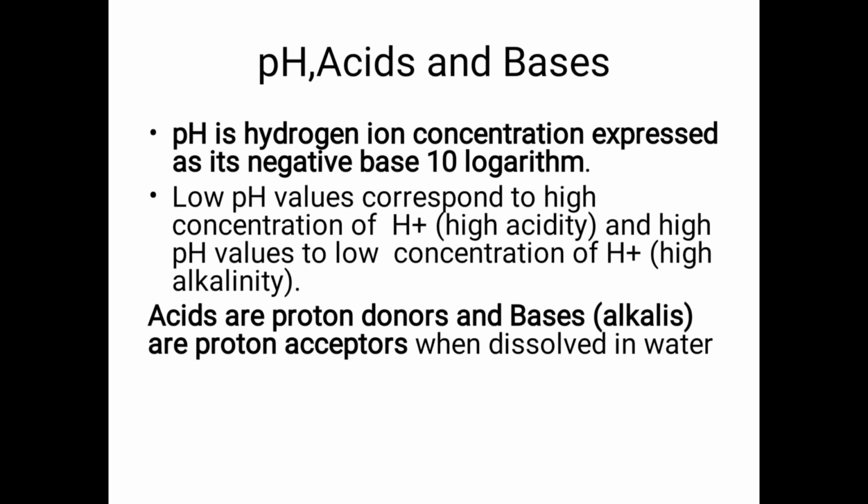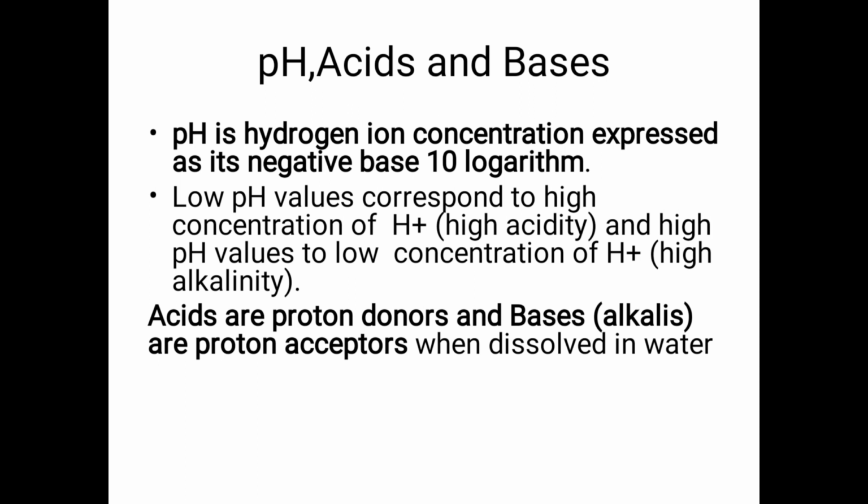So, what is the meaning of low pH? It means high hydrogen ion concentration, so acidity is high, and a high pH value means low concentration of H plus ions. If there is more H plus ion concentration, pH is low and acidity is high. If there is less H plus ion concentration, there is high alkalinity. You already studied this in 12th standard.